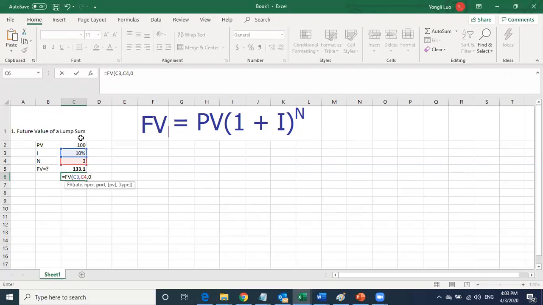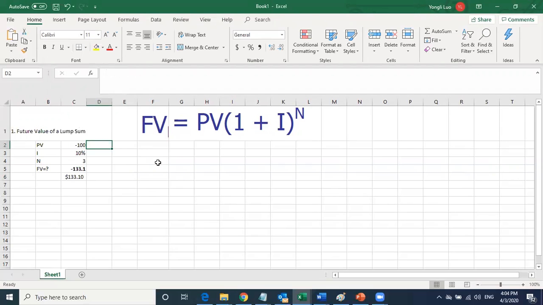Then the present value, 100. You close the parentheses. That's how you calculate future value. When you press enter, you can see your future value. Sometimes you may ask why your future value is negative. You haven't made the present value negative. So you have to make your present value negative, and then you can get your future value positive.